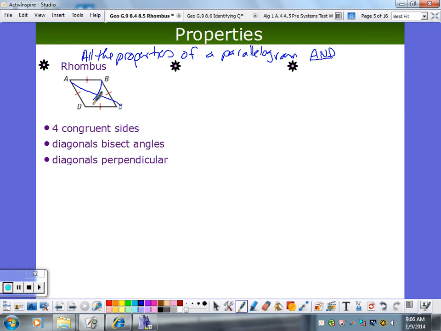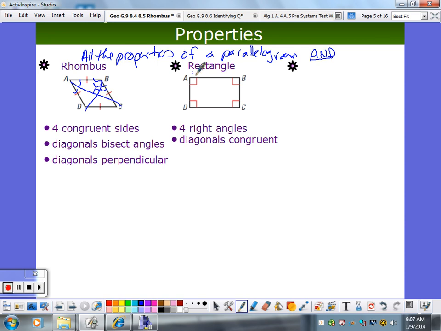They bisect the angles, so what does that mean about, say, this one and this one? The diagonals bisect the angles, what do I know about these two things? Congruent. What do I know about these two? Congruent, right? So that's what I mean by bisecting angles. And not only that, the diagonals are perpendicular. So if you draw the two diagonals, they are always going to be these right angles. So those are the things to remember about a rhombus.